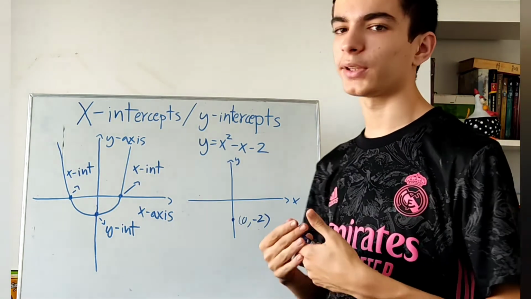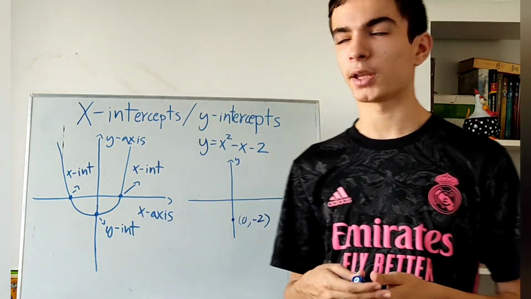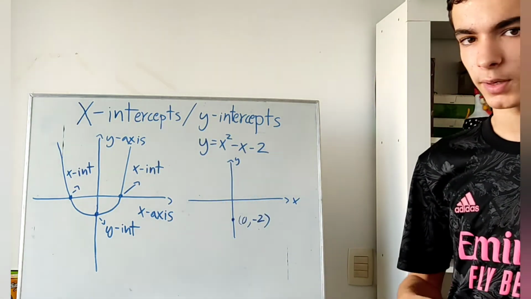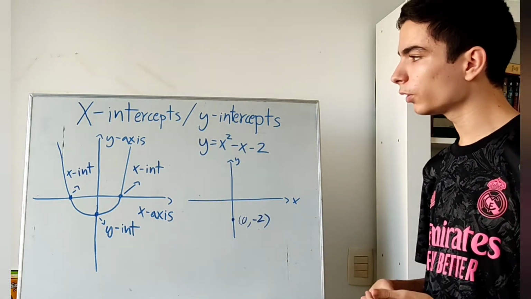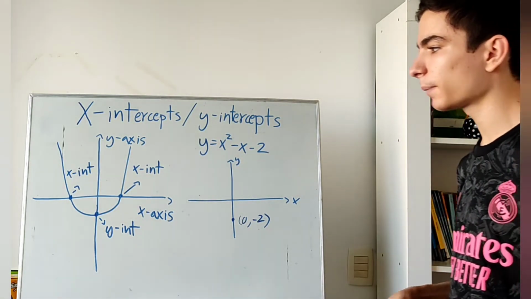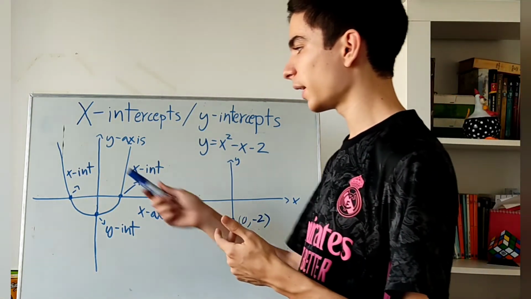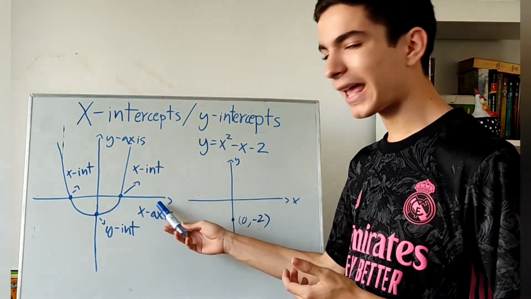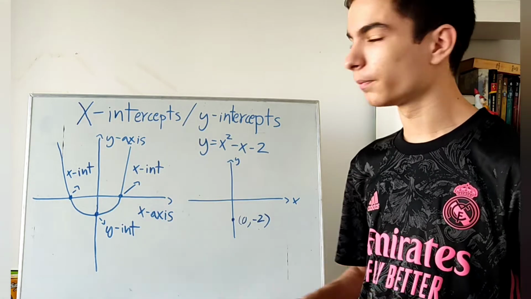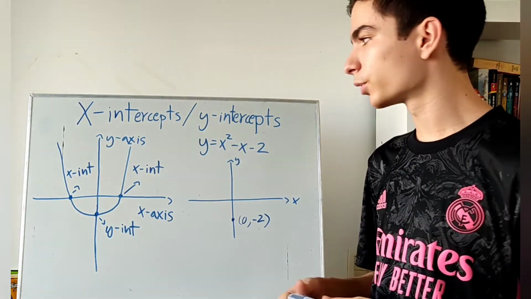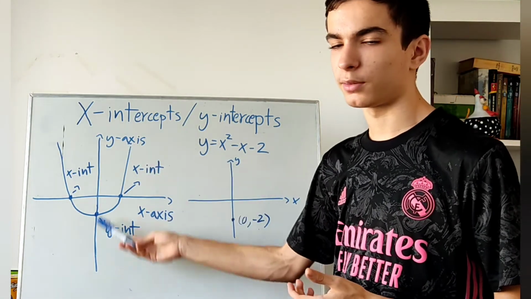Now, the last step to graph a quadratic function is to find the x and the y intercepts of the graph. Now, what do x-intercepts and y-intercepts mean? The x-intercepts are the points in the function where the graph is going to cross the x-axis, the horizontal line. And the y-intercepts are the points where the graph is going to cross the vertical line, the y-axis.